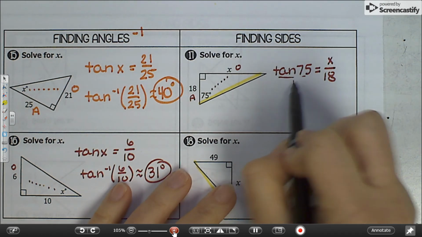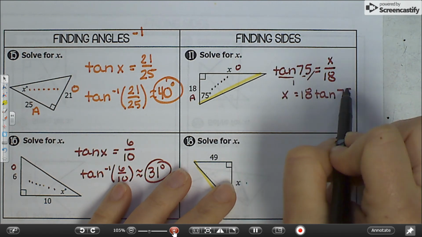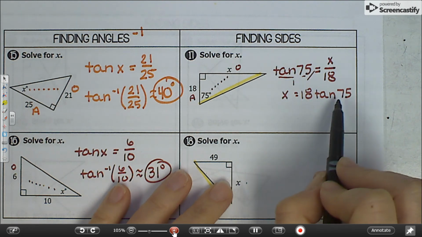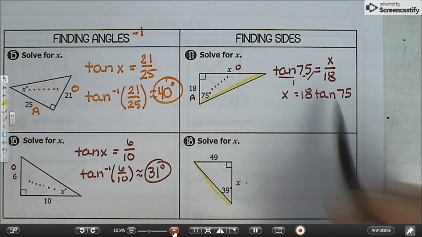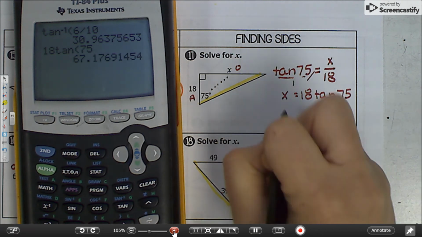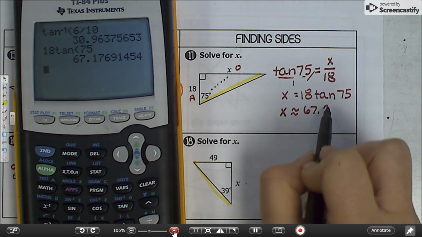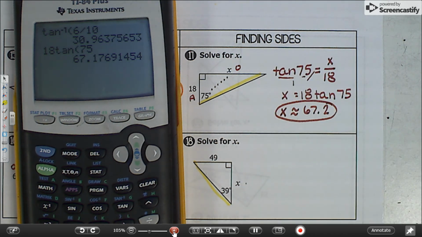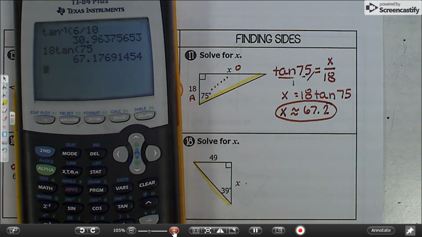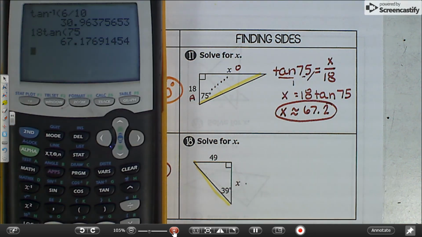All right, do your little cross multiplying action. Make sure you keep tan 75 together because it would be weird if you switch those around. It won't be right. 18 times tangent 75. So that side of that triangle is 67.2. Can you imagine how big the hypotenuse is going to be then? Because it has to be bigger. All right, do the next one and check yours with mine.